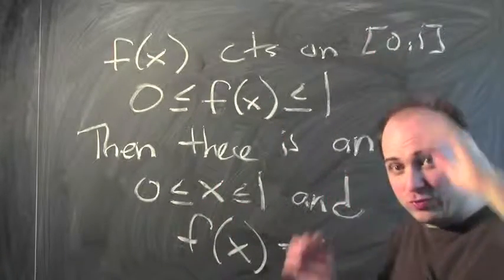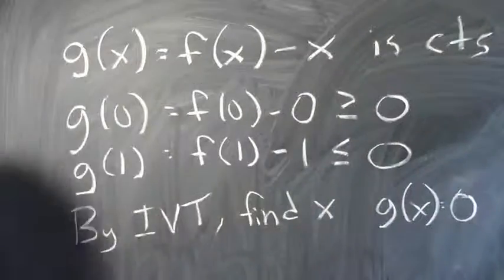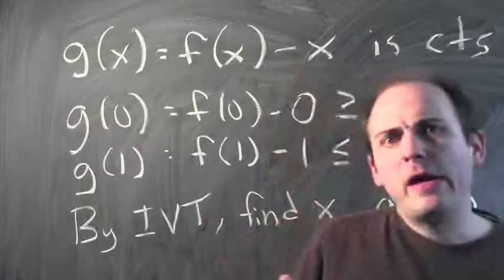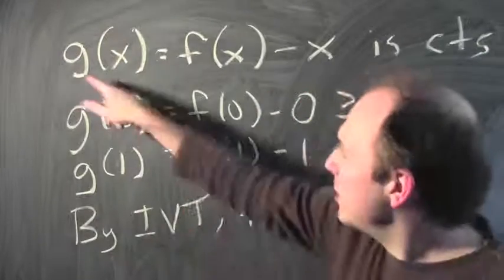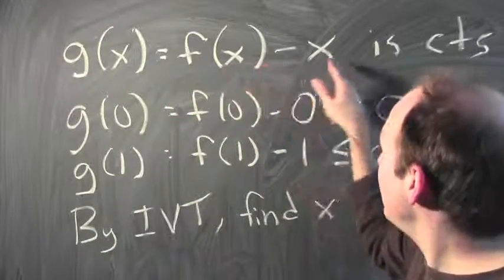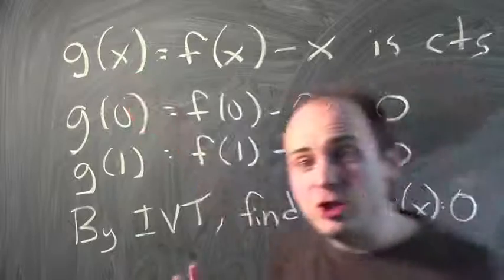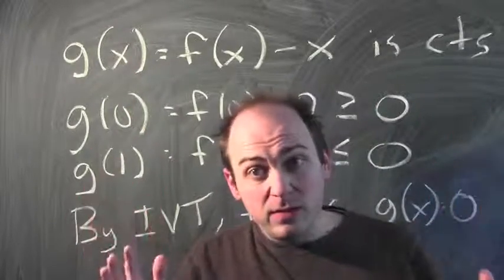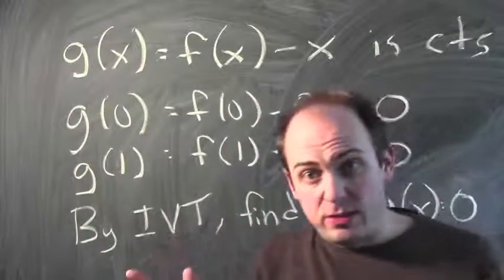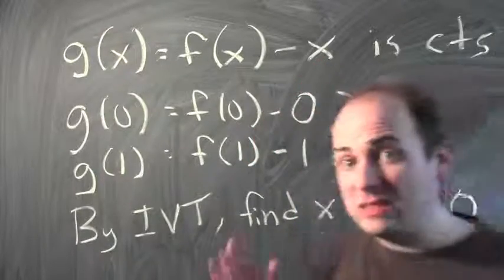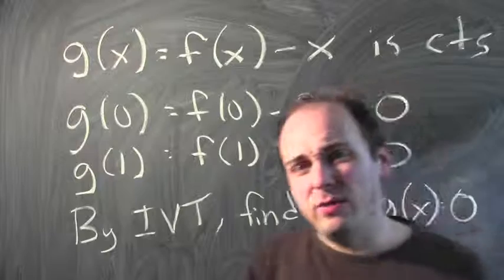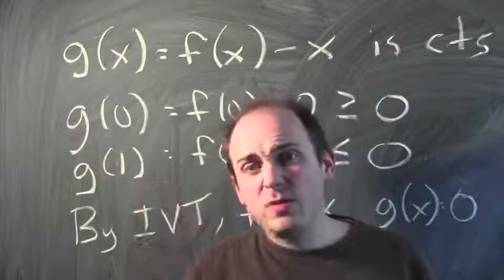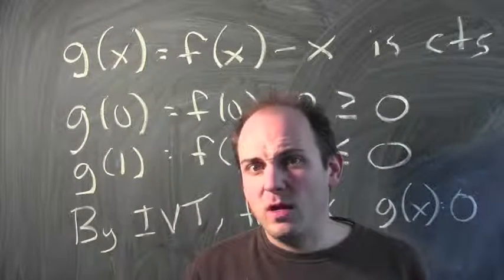Why is something like this true? Let's see. I'm going to use the intermediate value theorem, but I'm not going to apply it to f. I'm going to make up a new function, g of x equals f of x minus x. What do I know about g? g is continuous. f is continuous by assumption, the identity function x is continuous, and differences of continuous functions are continuous. So g is a continuous function on the closed interval 0, 1.